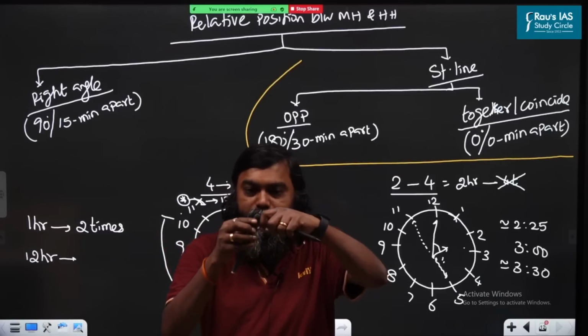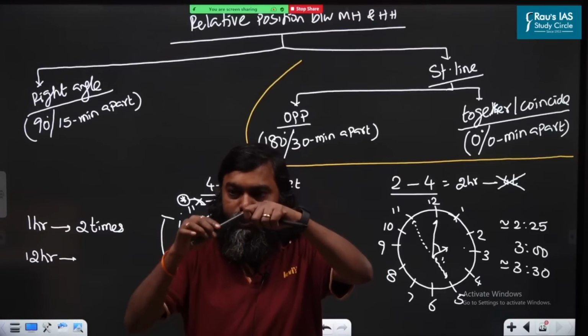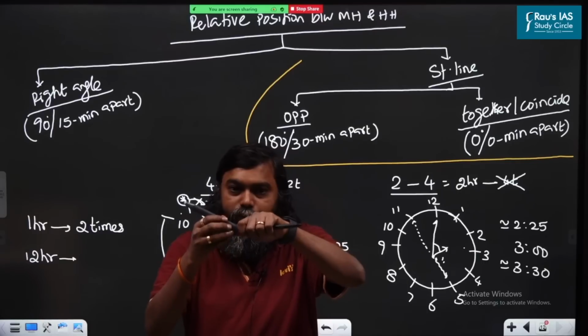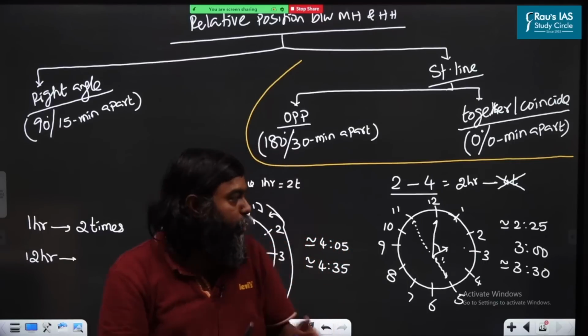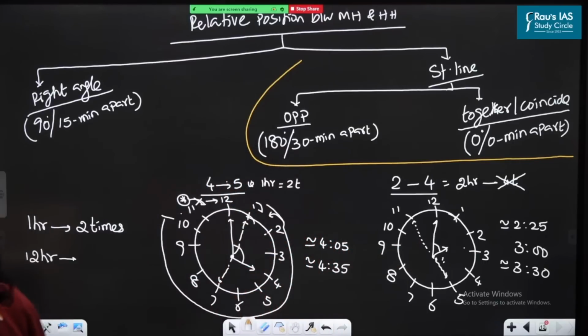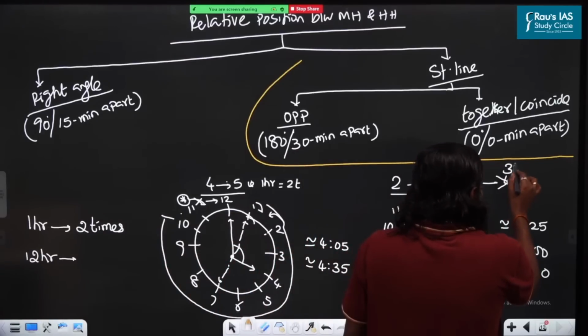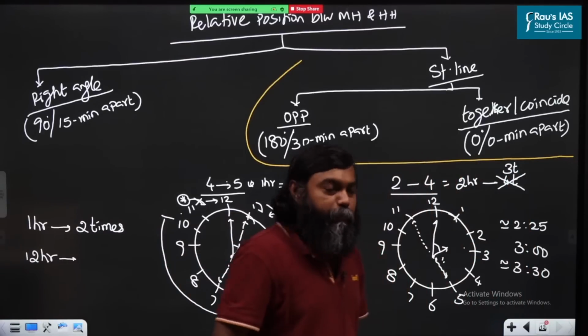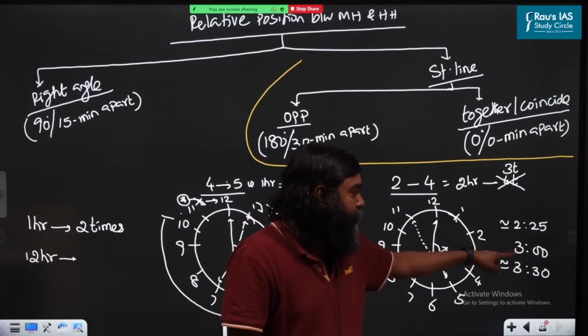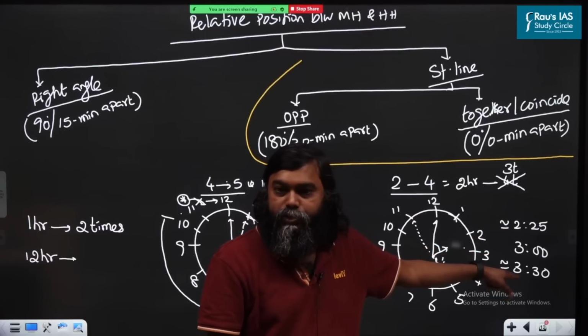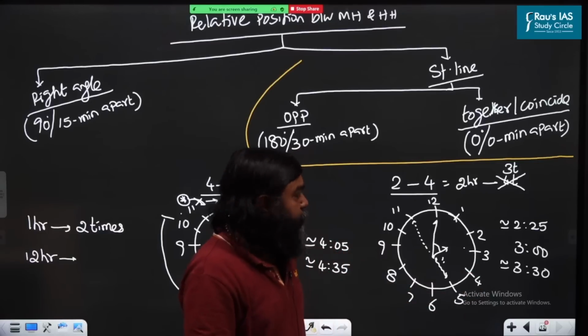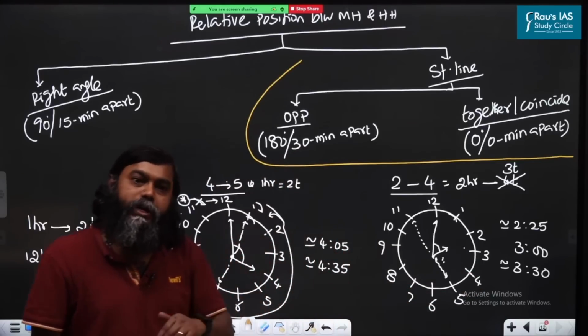If it moves from here to here, 20-minute gap, 25, 30, 35, 40, nothing will be there. So how many times? 3 times. One time decreased. Do all understand? So how many times are you getting? Approximately 2:25, exactly 3, approximately 3:30. Do you understand, Abbas? Now tell me, between 2 to 3, how many times is there a right angle?